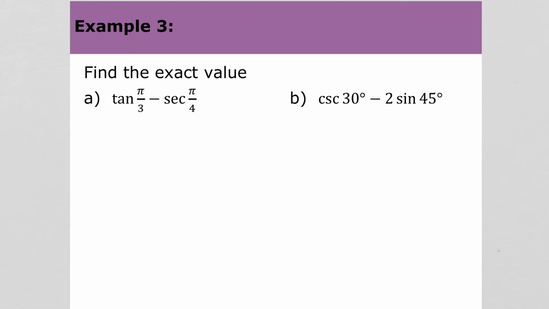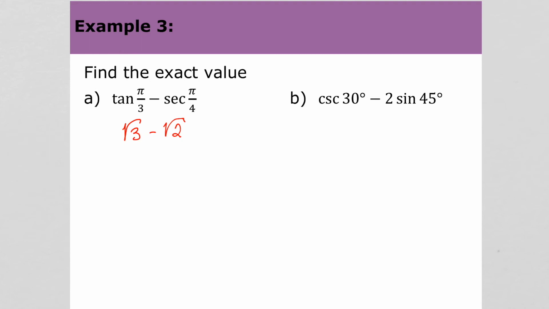Find the exact value in each of these situations. So the tangent of pi over 3. Well, the tangent of pi over 3 is the same as the tangent of 60, which we just found. That's square root of 3. Secant of pi over 4 is the same as 45 degrees. So, and we found in example 1 that the secant of 45 was square root of 2. So the exact value for tangent of pi over 3 minus secant of pi over 4 is square root of 3 minus square root of 2.